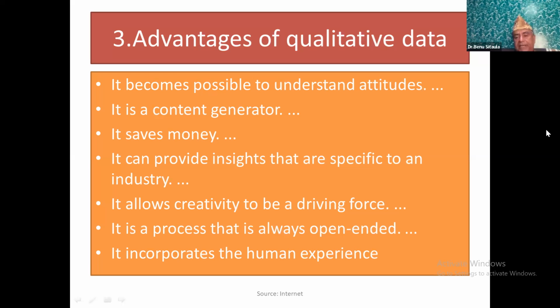Qualitative data is a process that is always open-ended, not closed-ended, where the respondent can express his attitudes, his feelings, and his interest and ability. And at last, we can say it incorporates human experiences.